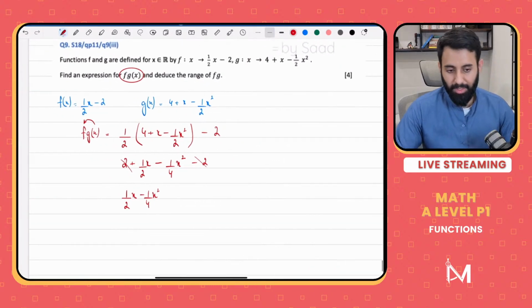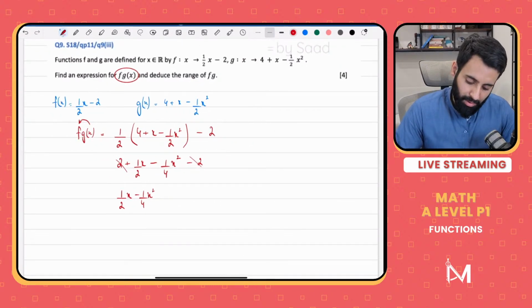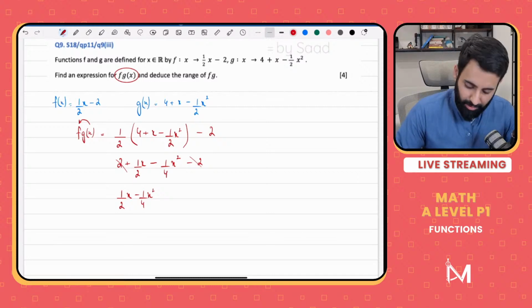You can find out the range by using maybe differentiation. You can find out the range by using completing the square. So it's really up to you. If you've done differentiation at this point, you can use differentiation also.